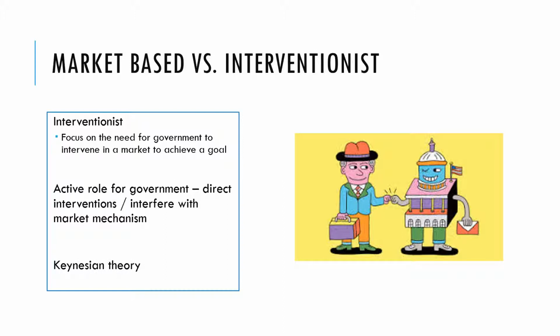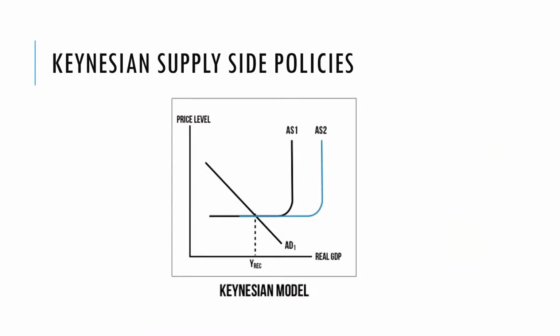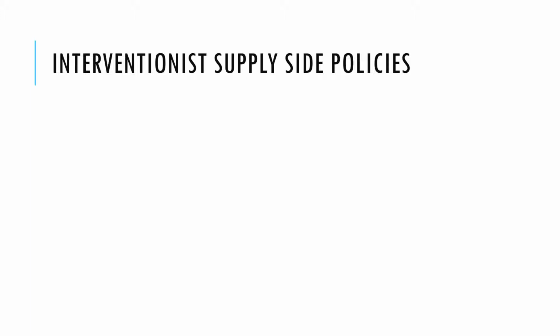So this would be more consistent with the Keynesian theory of economics, or this would be considered a more Keynesian approach. And as such, this would be the diagram we would use to illustrate a long-run aggregate supply curve under the Keynesian philosophy or the Keynesian model of how the economy works. So again, we can split them into our three categories.